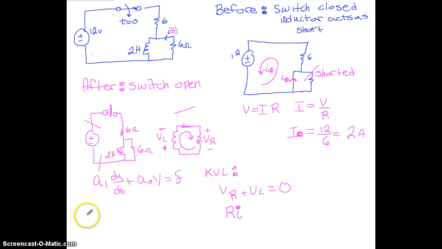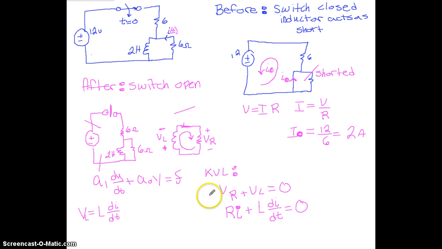For the VL, it's going to be a little bit more complicated. We have to pull out our differential equation for inductors, where we know that for inductors we have V is equal to L di dt. So we can go ahead and replace this in the formula here. So we have plus L di dt. And that's going to be equal to 0.